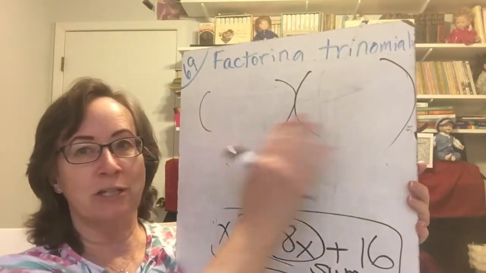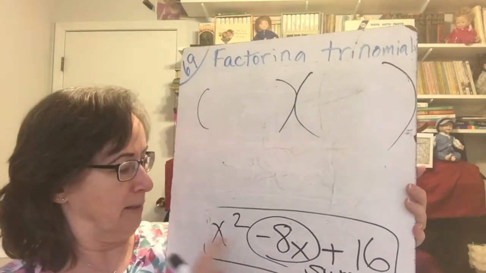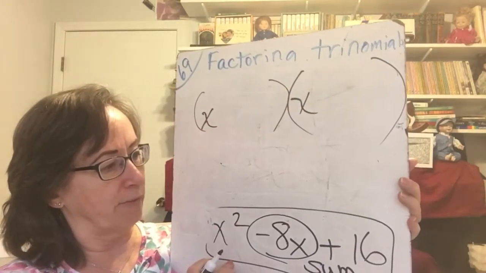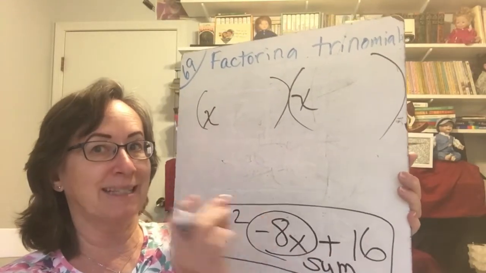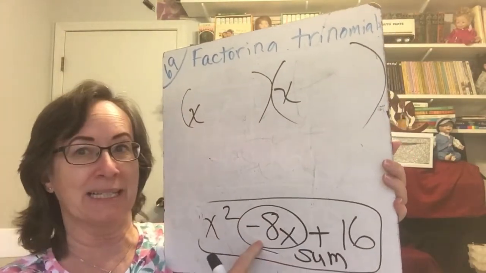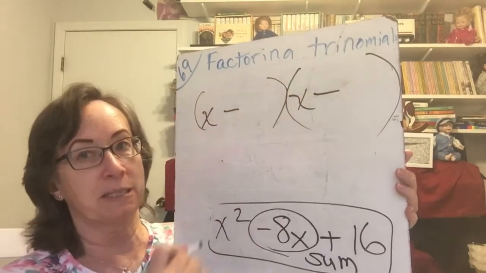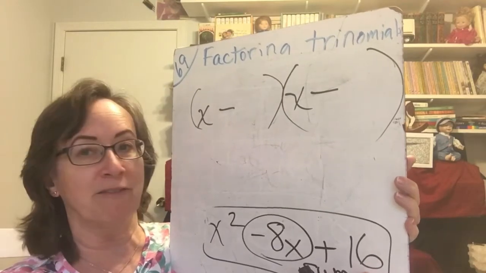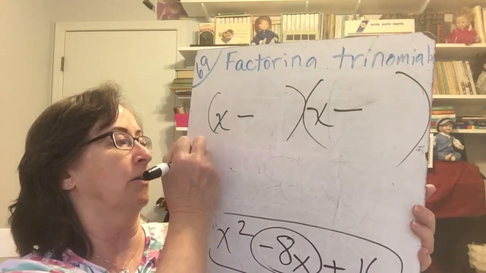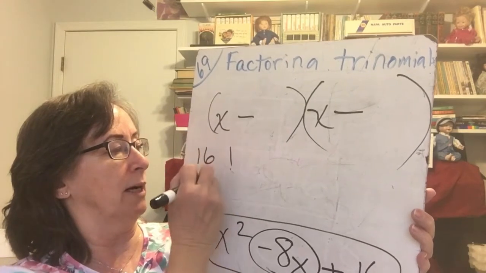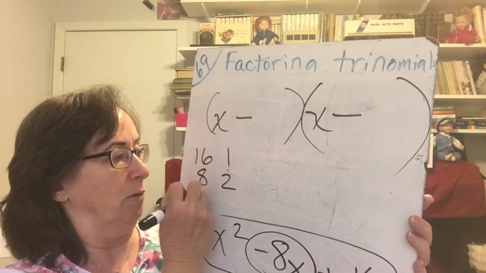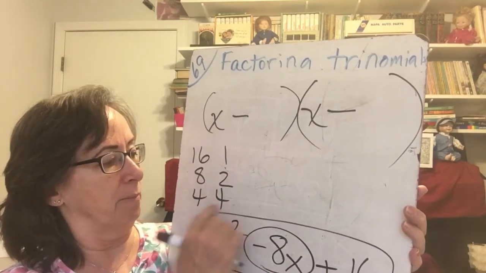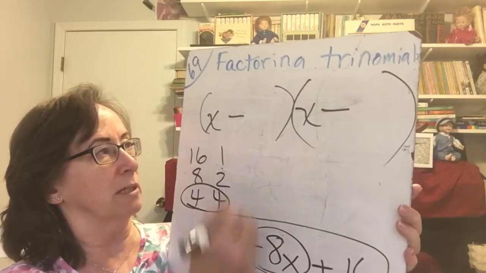Okay, so now we're going to do it the unfoil method. X squared is going to go here and here because it's always the product of the first two. The sum means I have the same signs, but because I have a minus here, both signs must be negative. And then I'm going to look for all my products that will give me 16. So 16 times 1, 8 times 2, 4 times 4. And I'm looking for a sum of 8, and that's going to give me the 4 times 4.